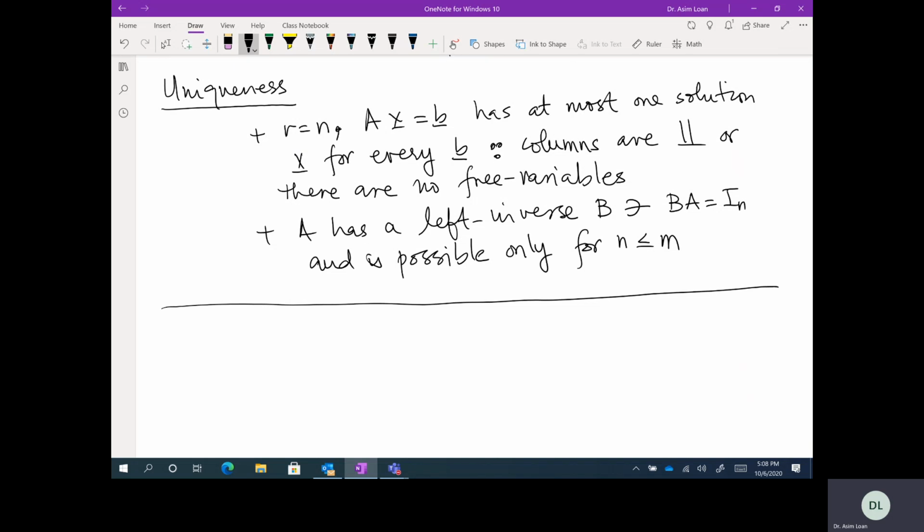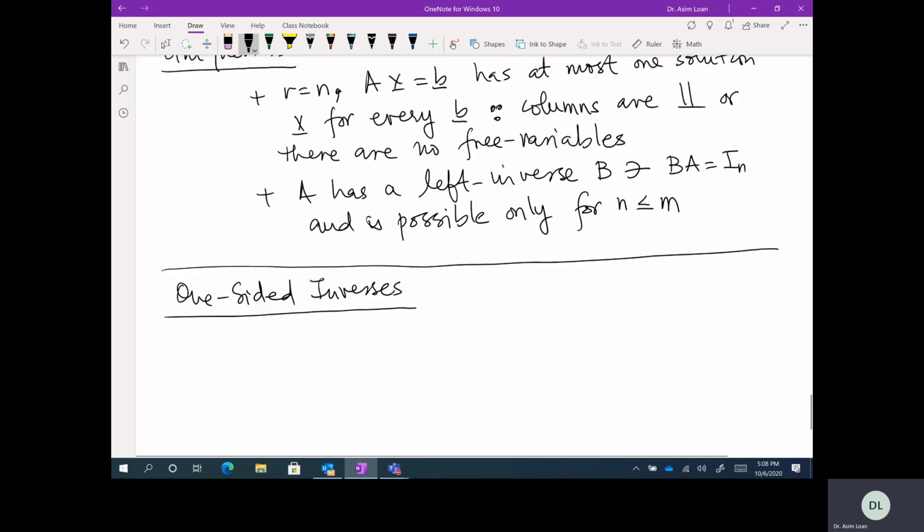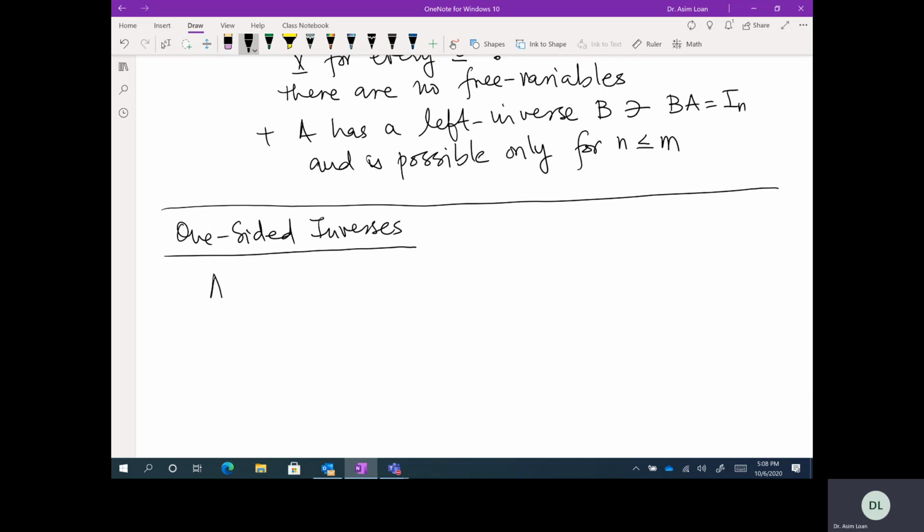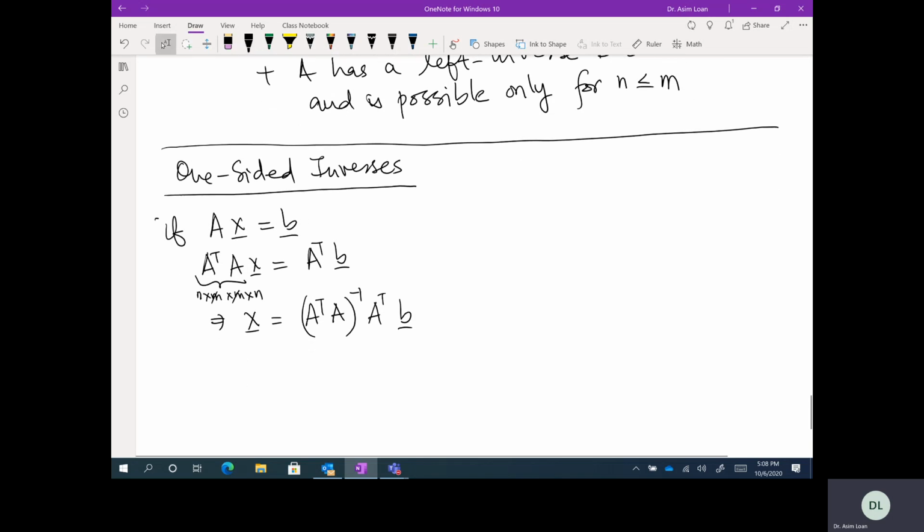And what are one-sided inverses? So if Ax equals b, then A transpose Ax equals A transpose b. A transpose A is n by m times m by n, so we have n by n. This implies x equals (A transpose A) inverse A transpose b, or B equals (A transpose A) inverse A transpose. This is the left inverse.